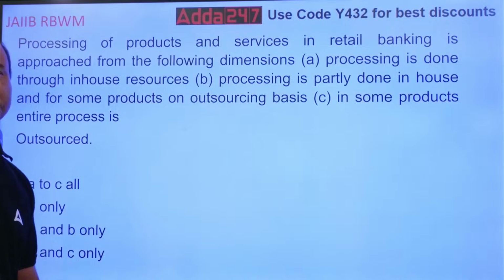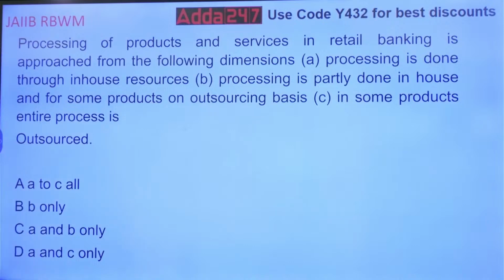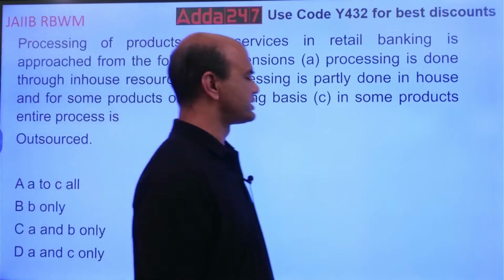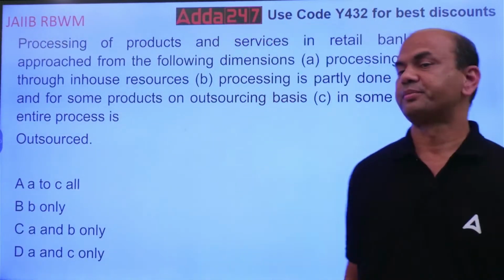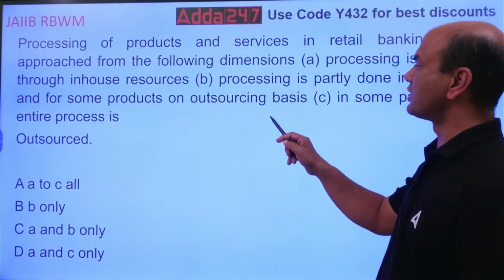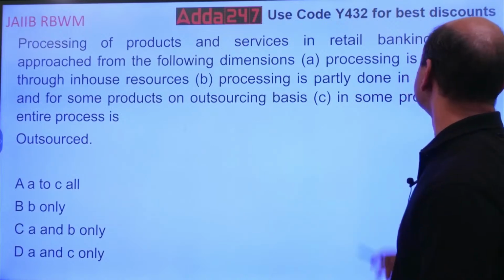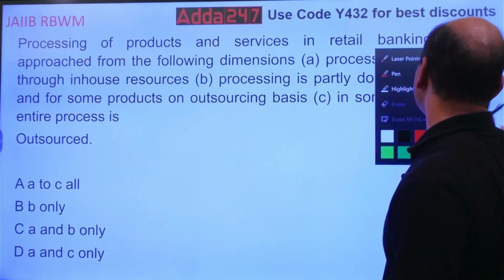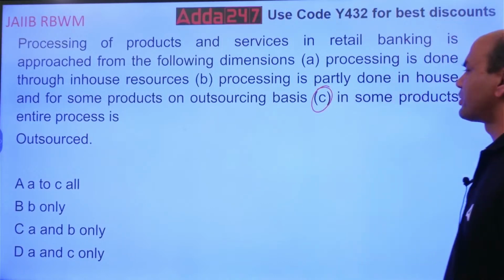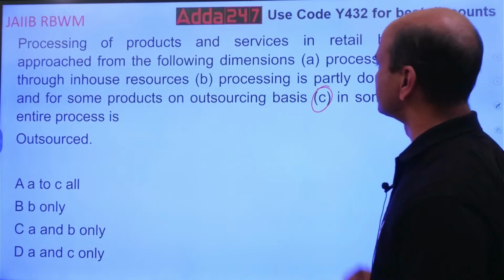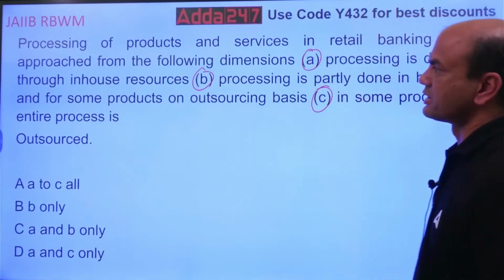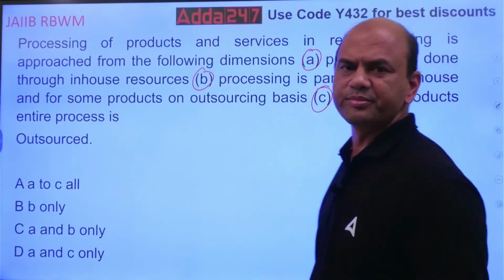Number one, A: processing is done through in-house resources. B: processing is partly done in-house and some products are on outsourcing basis. So partly in-house, partly outsourced. C: in some products, the entire process is outsourced. So A, B and C. What are the considerations over here? What do the banks follow?